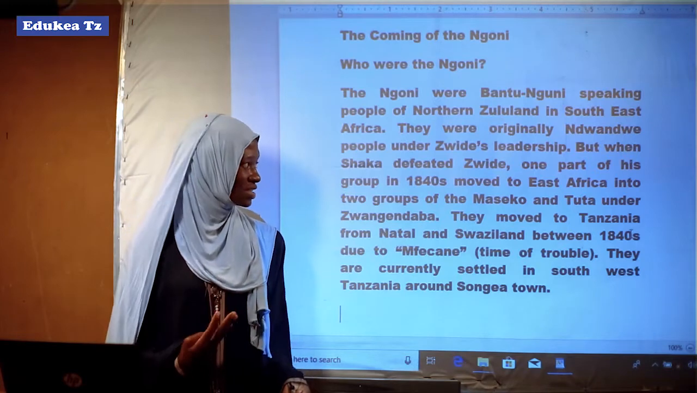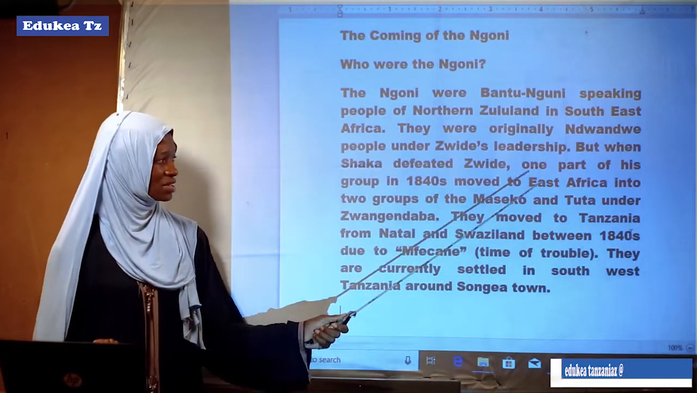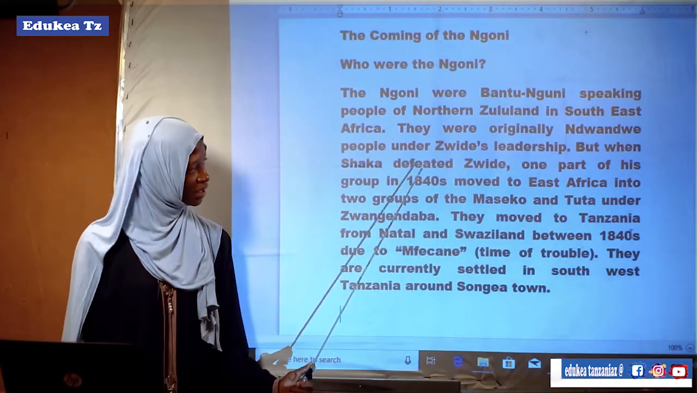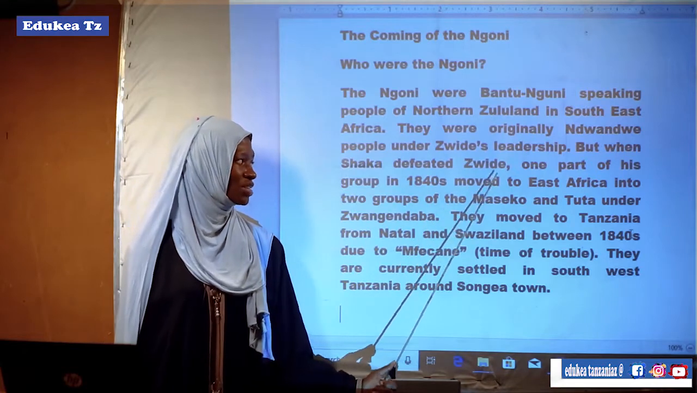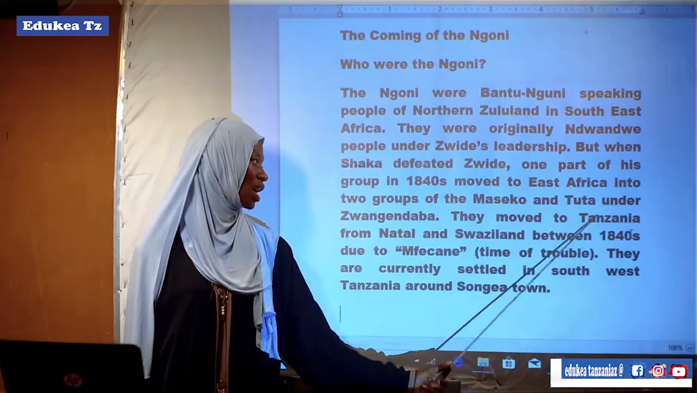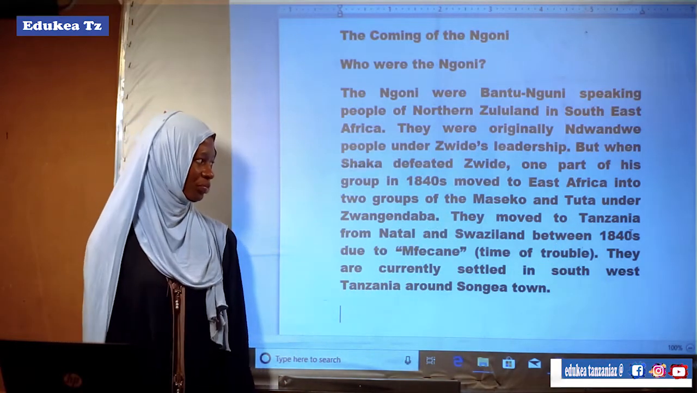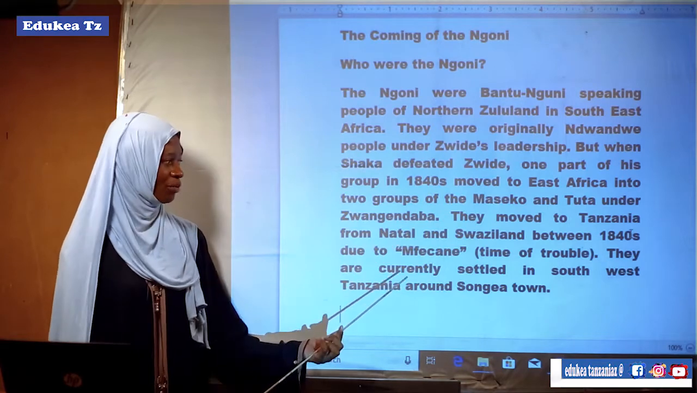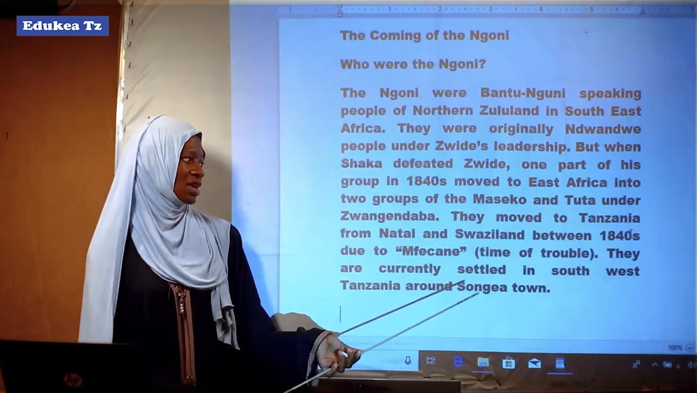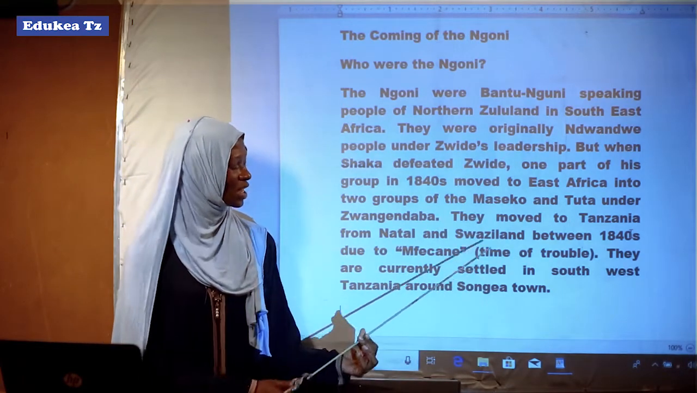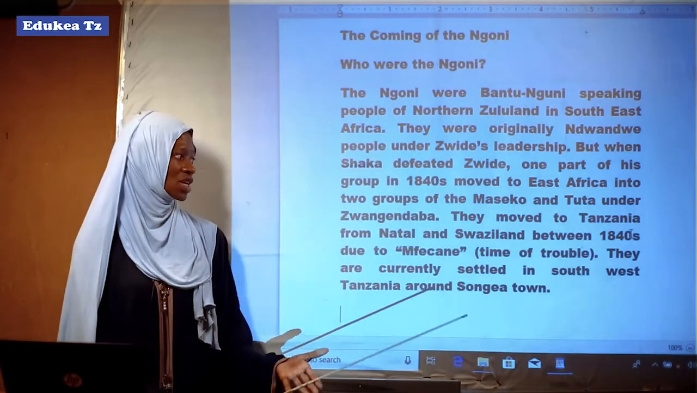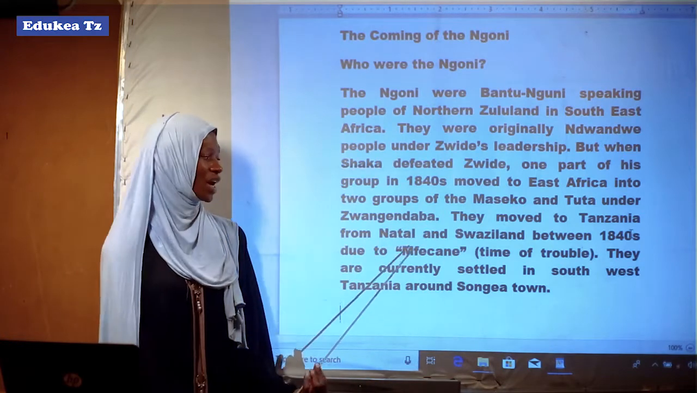Therefore, they decided to move to East Africa. One part of his group in the 1840s moved to East Africa in two groups of Maseko and Tuta under Zwangendaba. They moved to Tanzania from Natal and Swaziland in the 1840s due to the Mfecane, the time of trouble. The Zulu expansion, when Shaka was fighting with Zwide, that war was known as the Mfecane.